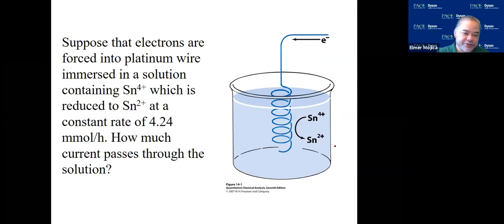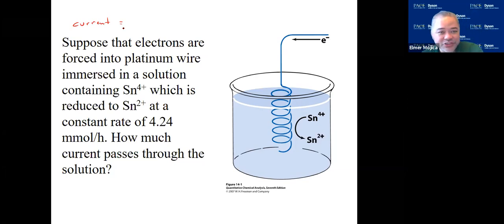The next thing that we need to do is this one. Suppose that electrons are forced into a platinum wire immersed in a solution containing tin 4+, which is reduced to tin 2+ at a constant rate of 4.24 millimoles per hour. How much current passes through the solution? So we're talking about current now. Earlier we talked about charge. How are we going to solve this problem?